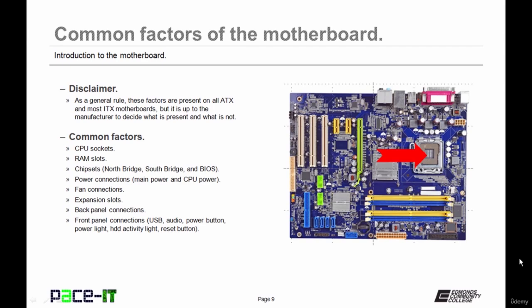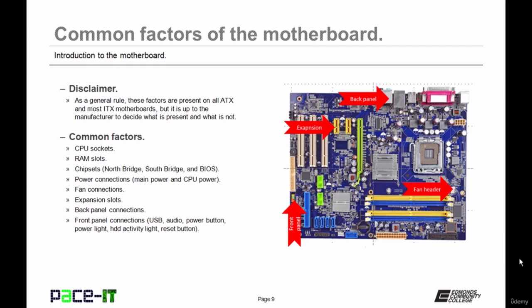So what are these common factors? Well, they all have a spot for a CPU, for a central processing unit. All of them have spots for RAM. Some is removable, some are not. Almost all have chipsets, the North Bridge, South Bridge, and BIOS, although newer Intels don't require the North Bridge. They all have power slots. That's for the main power and in some cases for CPU auxiliary power.